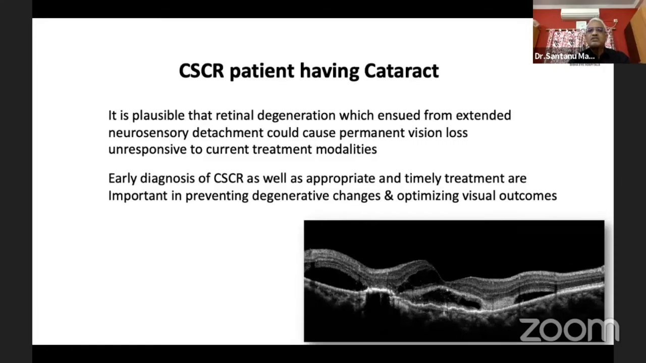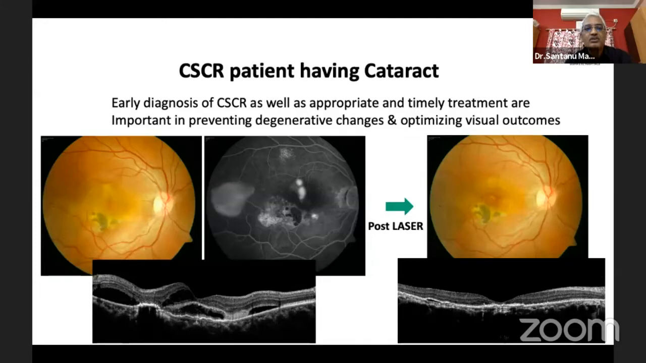So it is plausible that the retinal degeneration which ensued from extended neurosensory detachment could cause permanent vision loss unresponsive to current treatment modalities. Early diagnosis of CSR as well as appropriate timely treatment are important in preventing degenerative changes and optimizing visual outcome. So this is a patient.